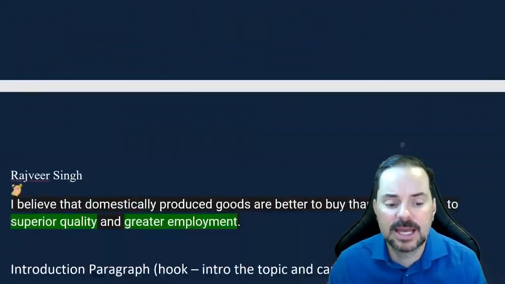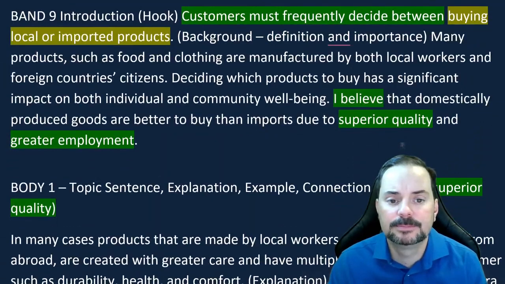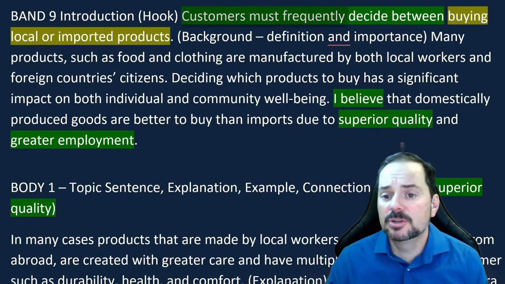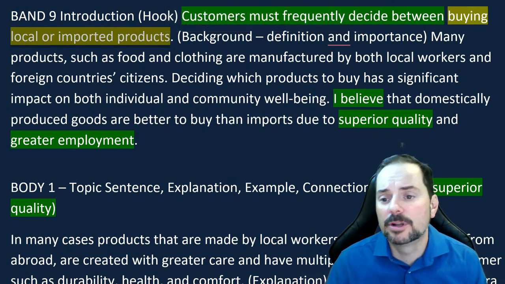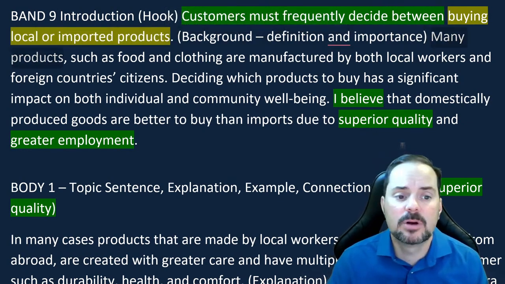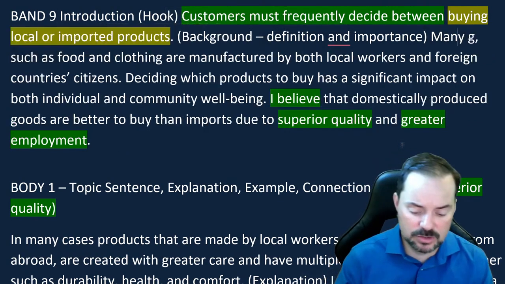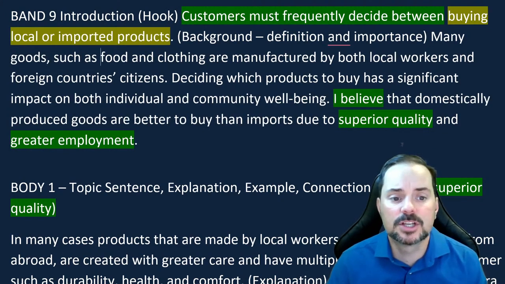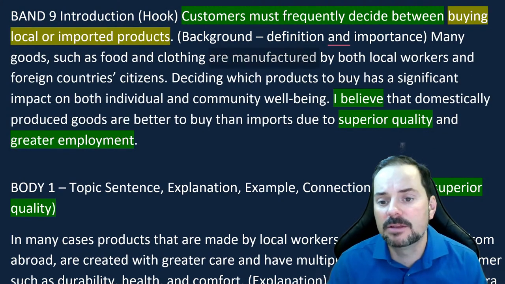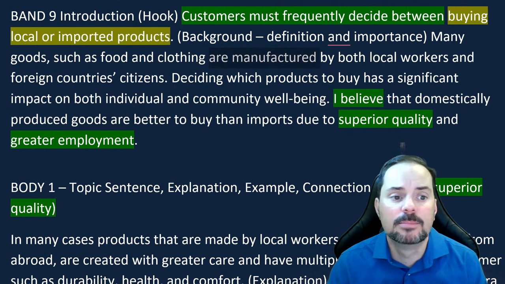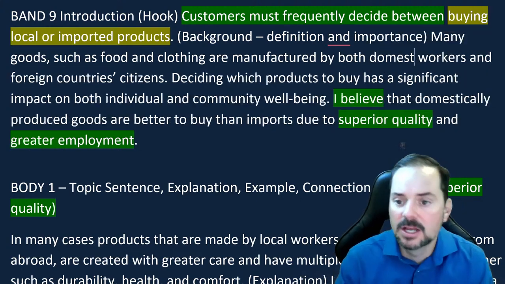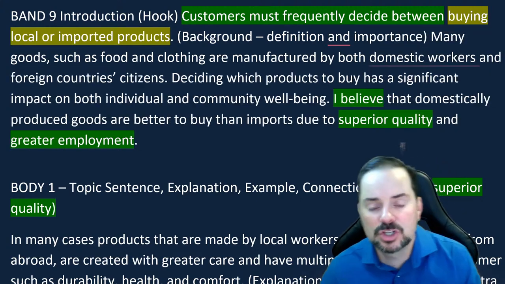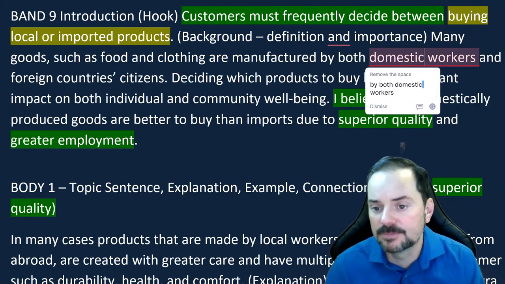Lots of great planning. And then, customers must frequently decide between buying local or imported products. Many products, let's change products here to goods. Many goods such as food and clothing are manufactured by both local workers and foreign country citizens. Let's change this to domestic. I'm doing this to avoid repetition in nearby sentences. Okay.